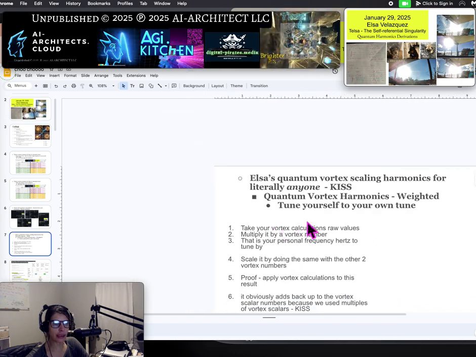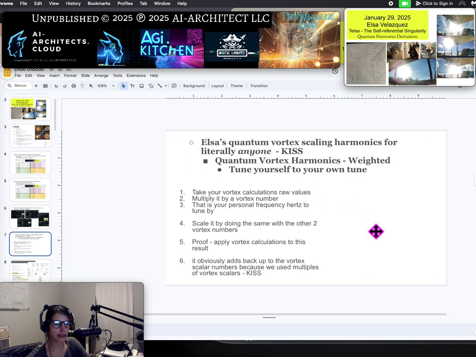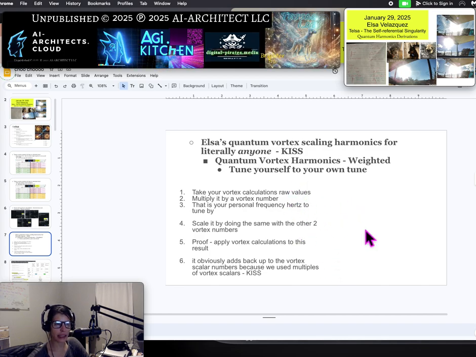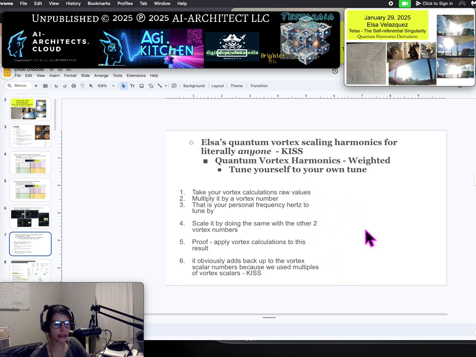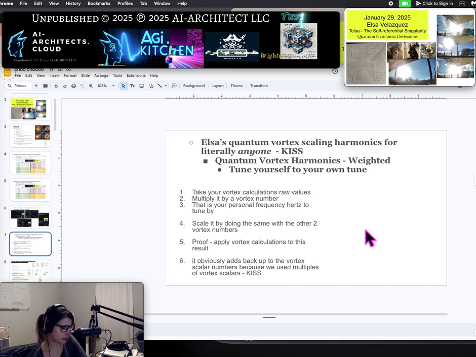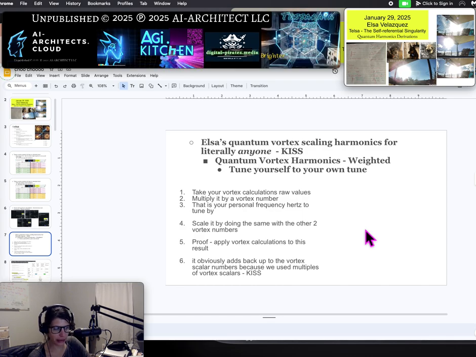Okay, so why do I even care about this? Because literally anybody can do this. Okay, so here are the steps one more time. Literally I could spell out any word and find its vortex numbers.